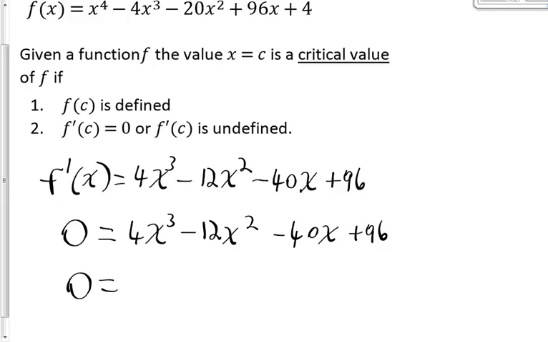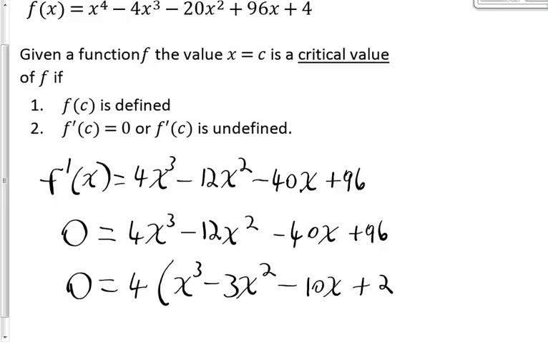So one thing I see is that they all have a common factor of 4. So I can take out the 4 and be left with x cubed minus 3x squared minus 10x. And then that's going to be plus, what's that? 4 goes into 96 twenty-four times, so plus 24.